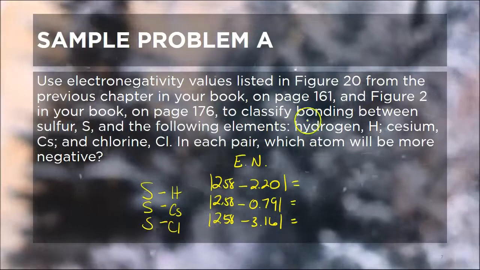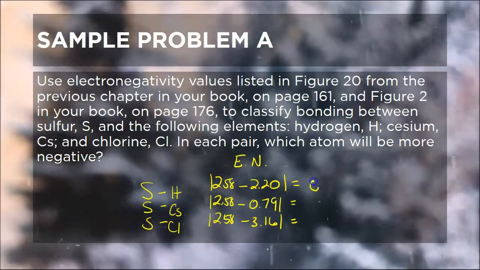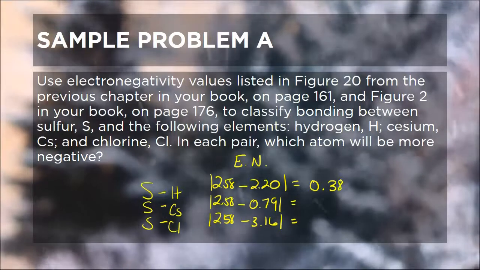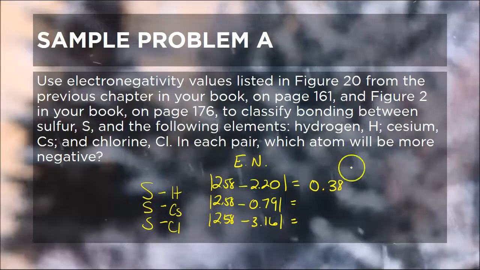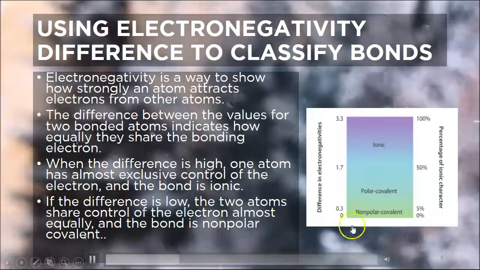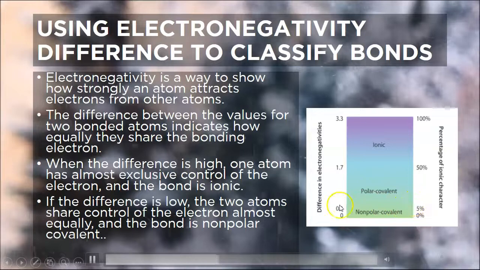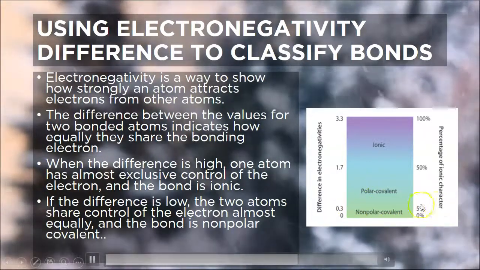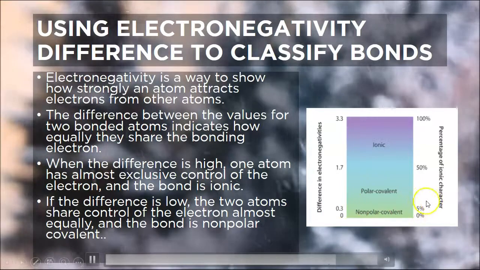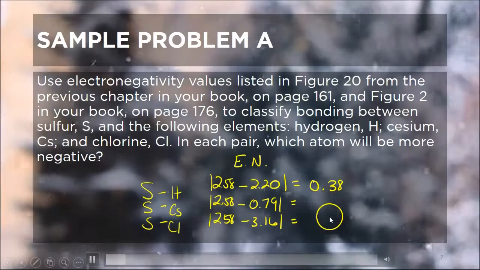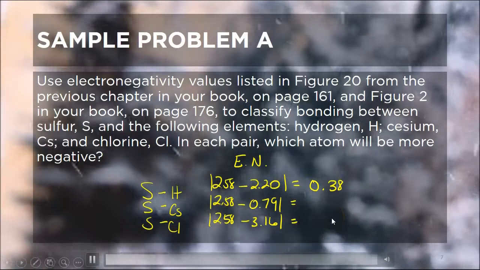2.58 minus 2.20 is 0.38. So you can see that's going to be right around here in that range between nonpolar and polar covalent. We can be certain that that is going to be a covalent bond. Anything below 1.7 difference between the two electronegativities, we're looking at a covalent bond.